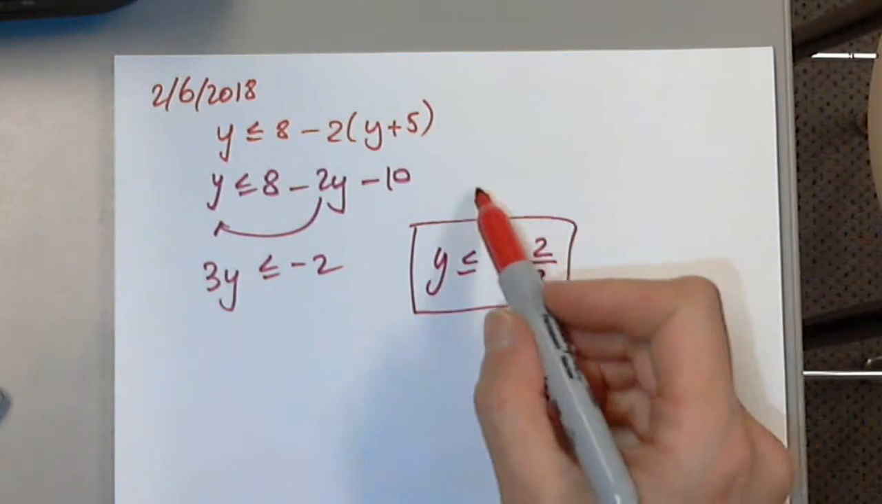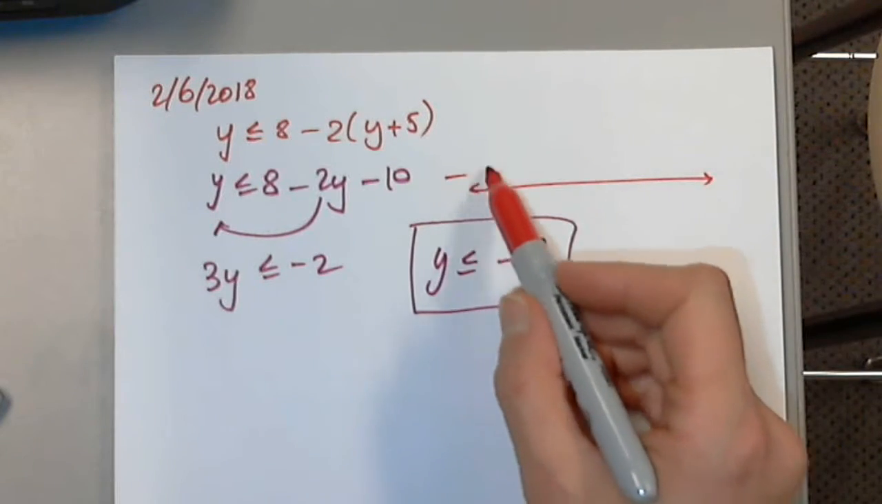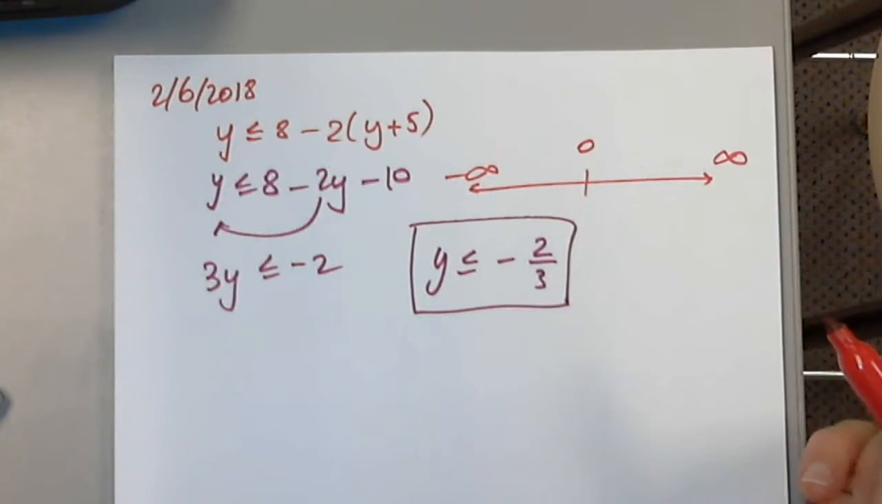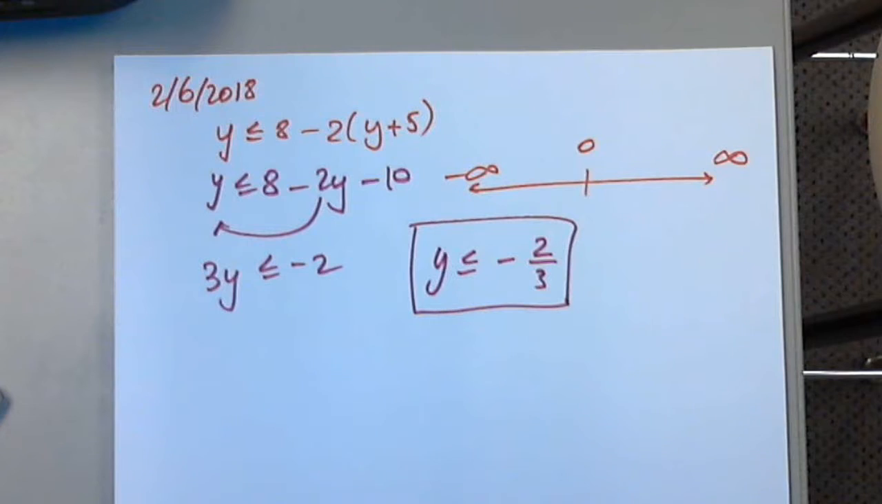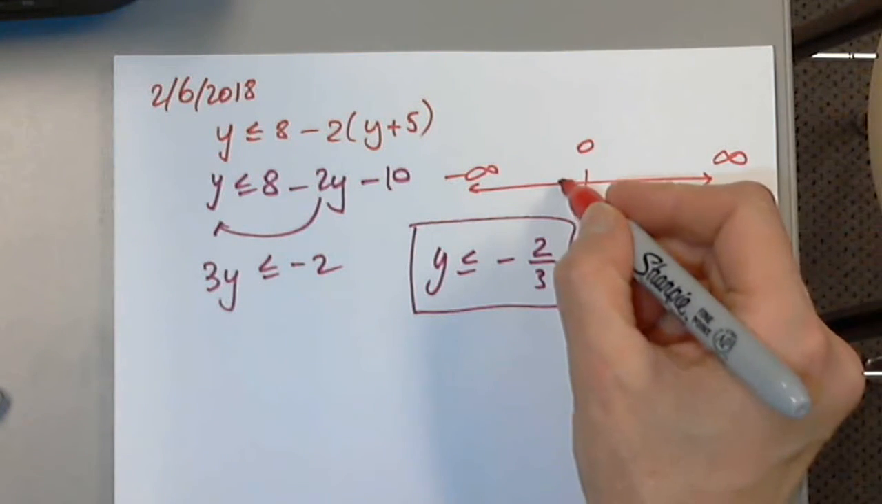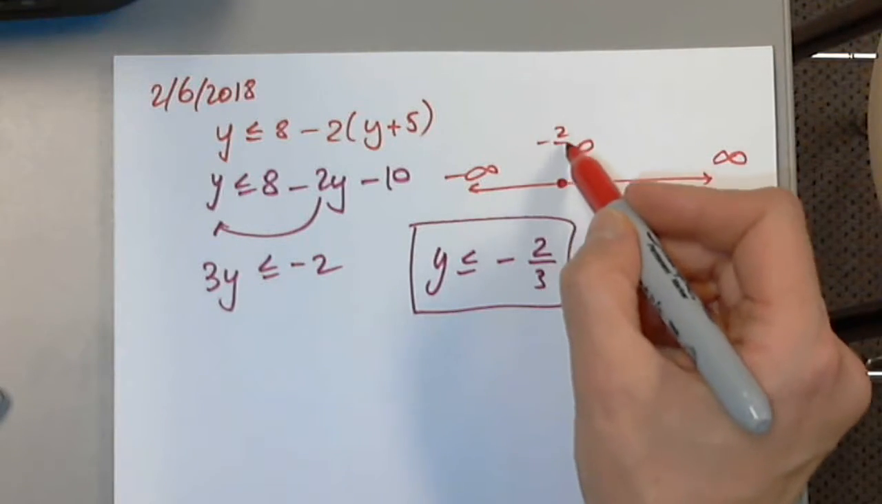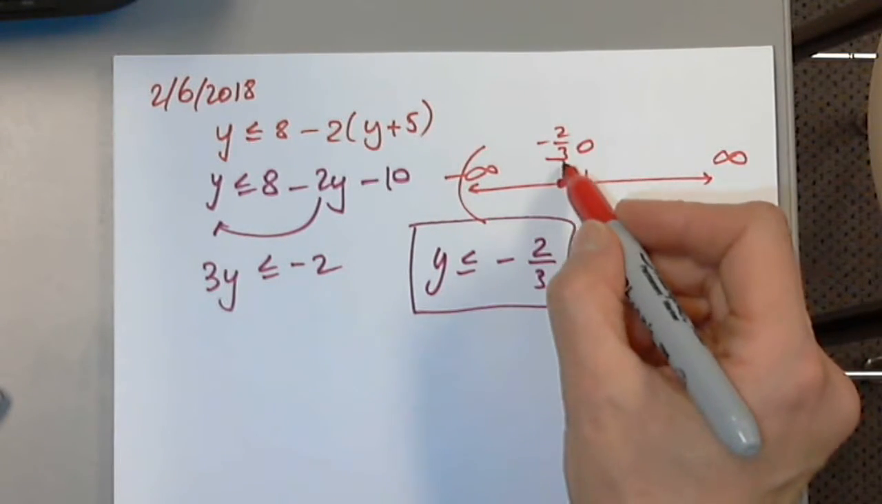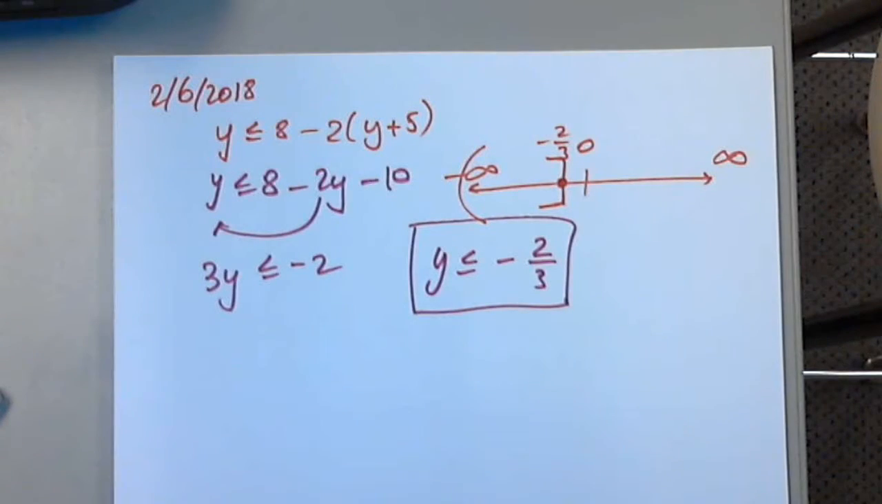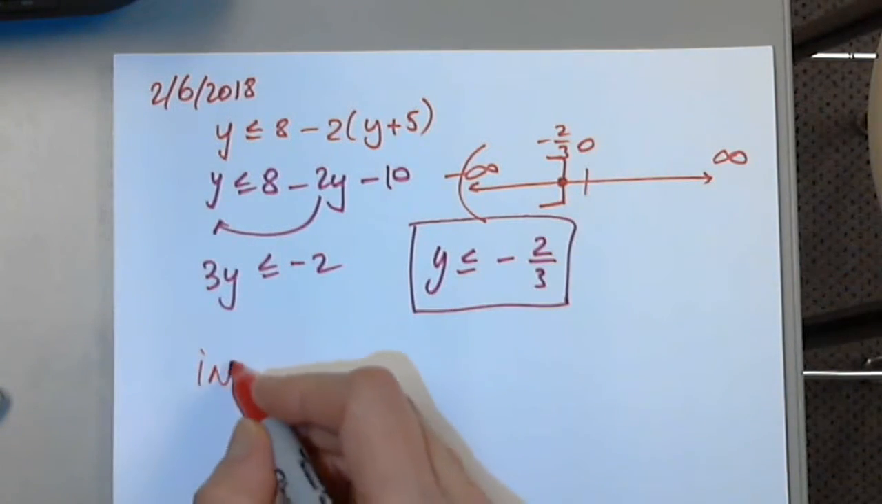So let's graph it first. This is negative infinity to infinity. Somewhere I have 0. I don't care for units. Negative 2/3. Infinity to negative 2/3. Correct. So that will be a full point at negative 2/3. So it will be negative infinity with a bracket. Exactly. Awesome.